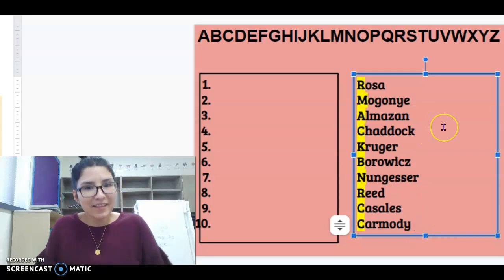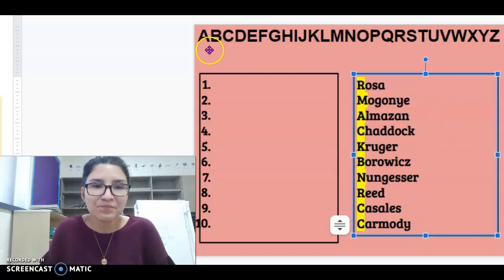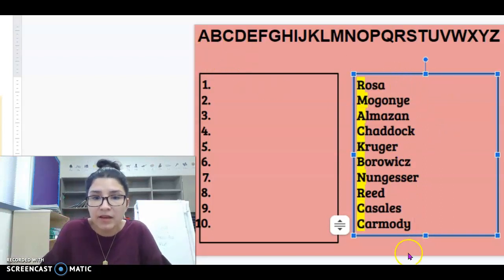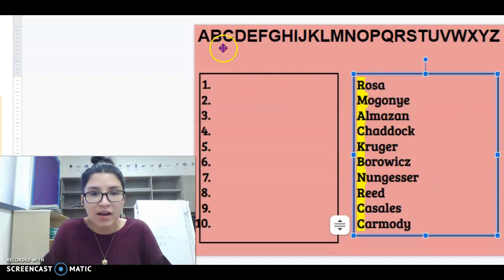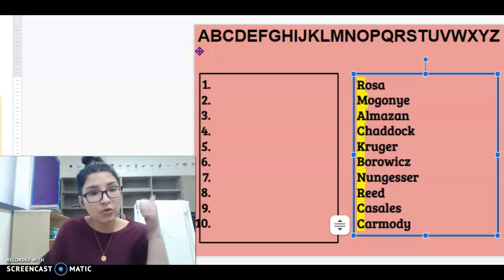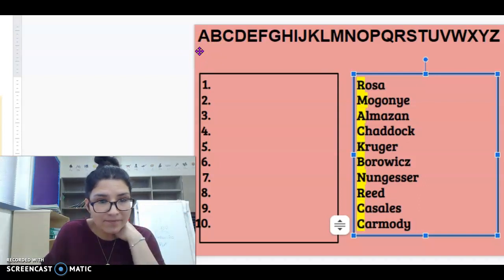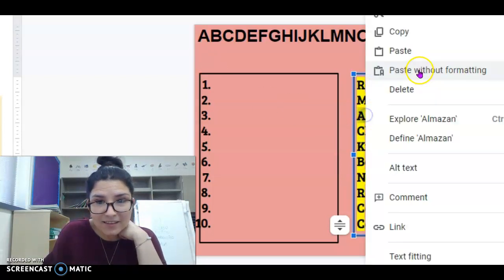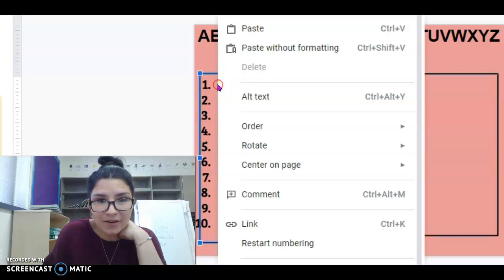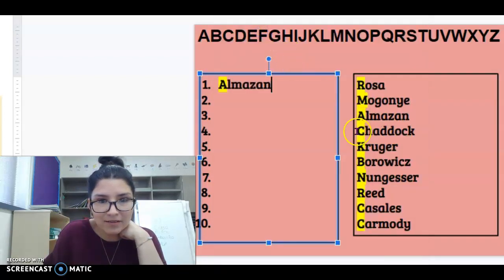All right, so I need your help. I highlighted the first letter in every name, so that's what we're going to do right now. We're going to find the first name that would go in alphabetical order. Let's start with A. Thumbs up or down, do we see a name that begins with A? We do! It's Miss Almazan. So we're going to put her name right there.